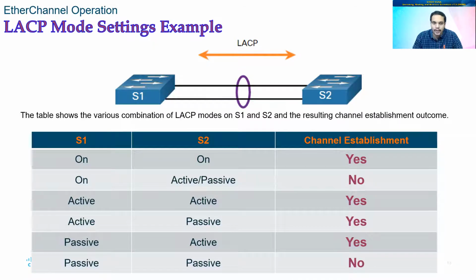Active, passive, active, the channel will be established, because at least there is one switch which actively tries to establish an EtherChannel. If both are set as passive, your channel establishment will not be made.